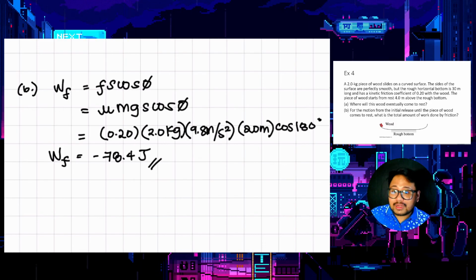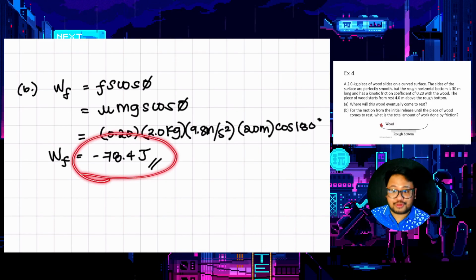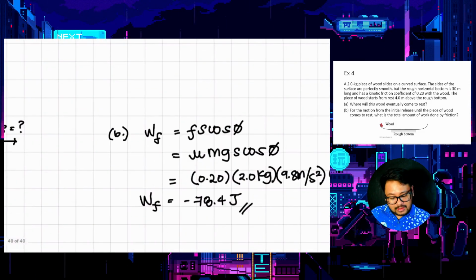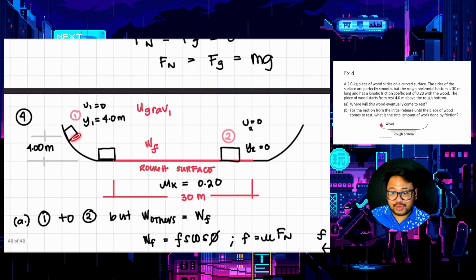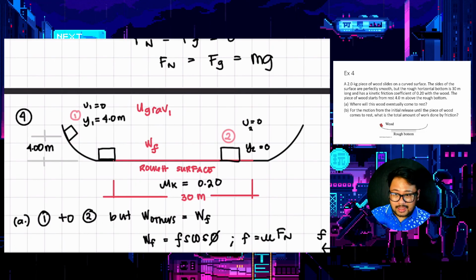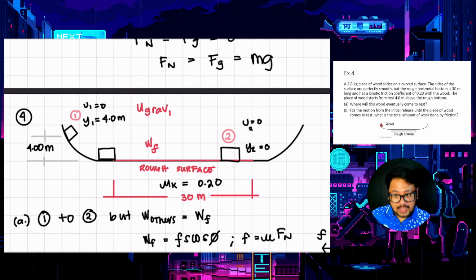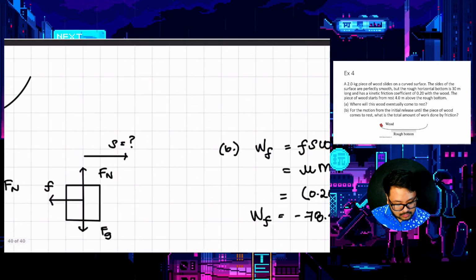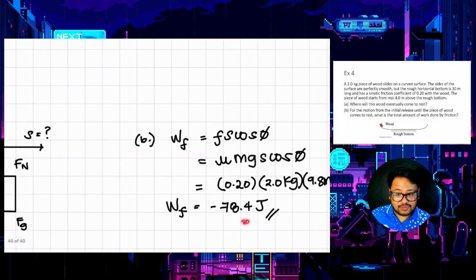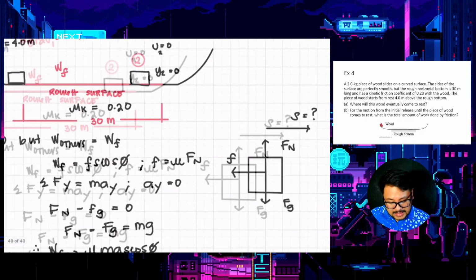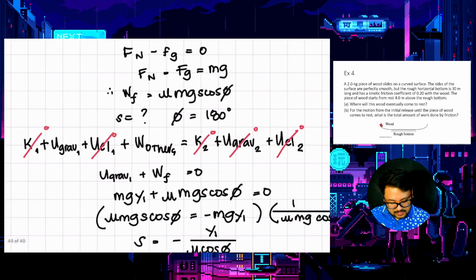And also, if you want to check, this work done by friction should actually be equal to the gravitational potential energy here at point 1. So if you want to check mgy1, that's 2 kilograms times 9.8 times 4 meters. It will actually give you 78.4 joules. And then conservation of energy will eventually equal to 0, satisfying this equation.